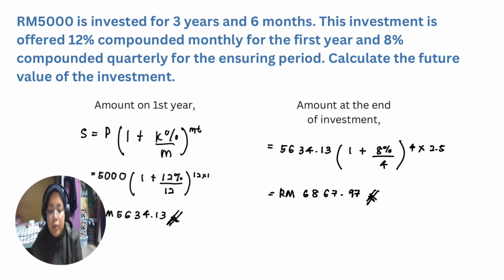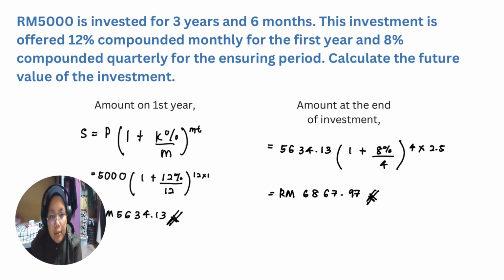The last case is when there are changes in the nominal rate. The example question is RM 5,000 is invested for 3 years and 6 months. This investment is at 12% compounded monthly for the first year and 8% compounded quarterly for the ensuing period. Calculate the future value of the investment. So find the amount for the first year using the formula in this topic, and you will get the answer 5,634 ringgit and 13 cents.